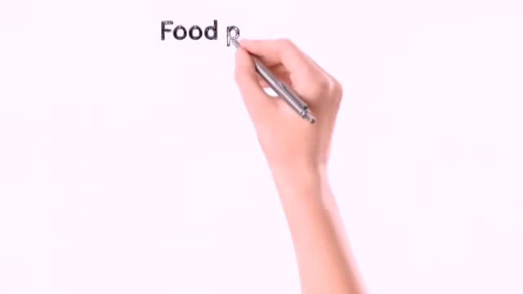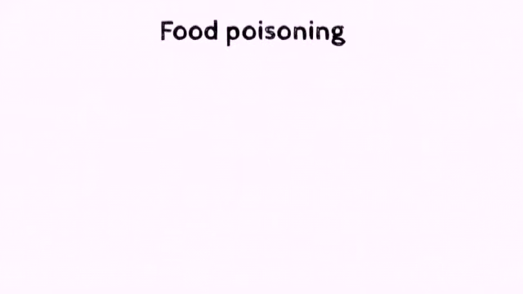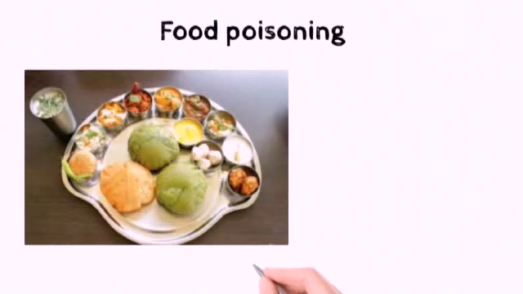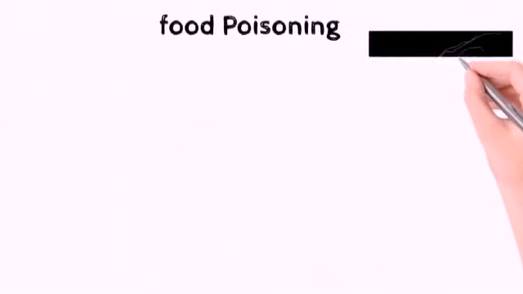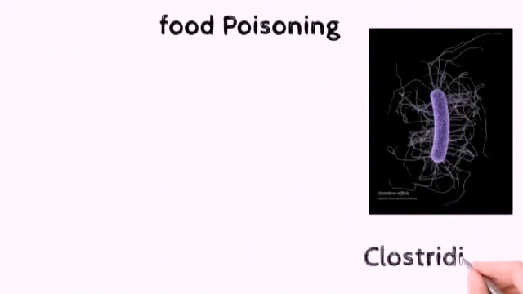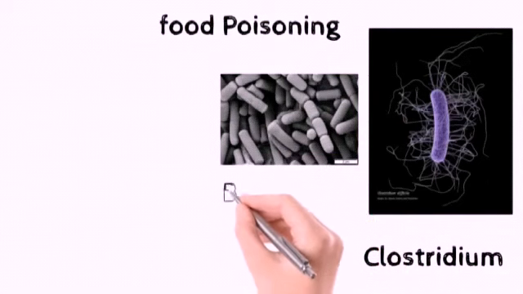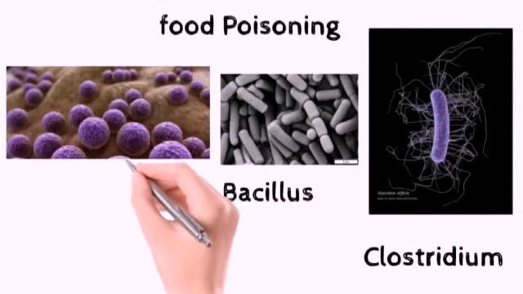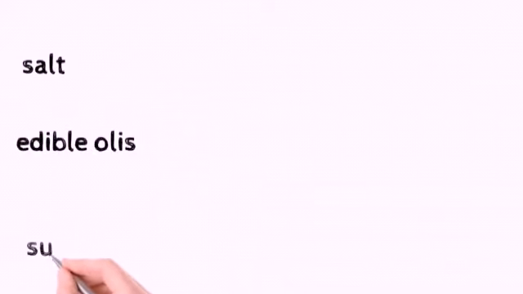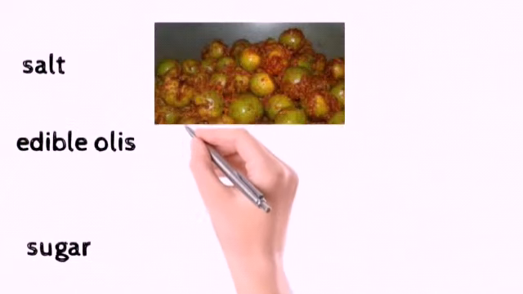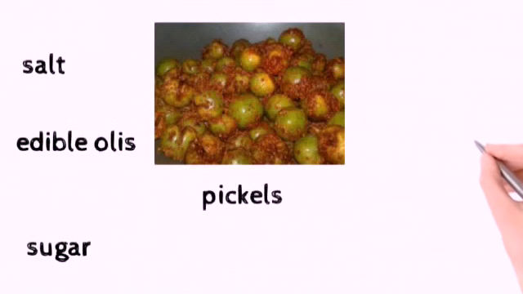In the summer season, if the food is lying open for a longer duration, the food turns into a poisonous substance. The cause of this is again the same, bacteria. There are some bacteria like Clostridium, Bacillus, and Staphylococcus, which cause food poisoning. We can preserve our food by using preservatives such as salt, edible oil, and sugar in food items such as pickles, jams, and jellies.